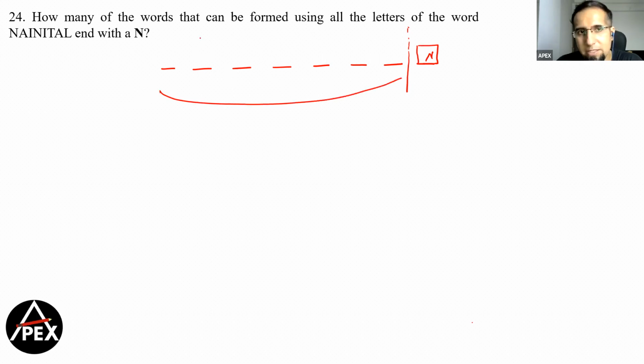Now in this part, I see N, A, I, T, and L. Clear? So I repeat, I'm arranging only this part, which means my total number of ways will be 7 factorial. I have 2 N's and I have 2 A's and 2 I's. So this should be your answer, guys. Am I clear here, guys?